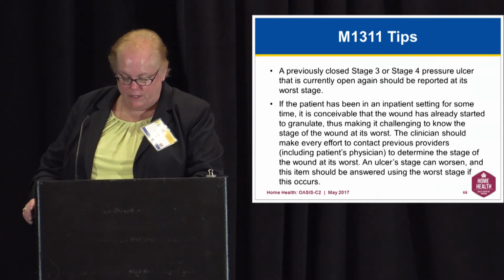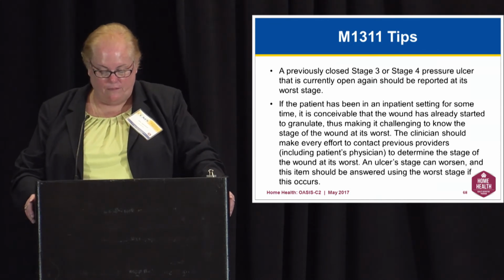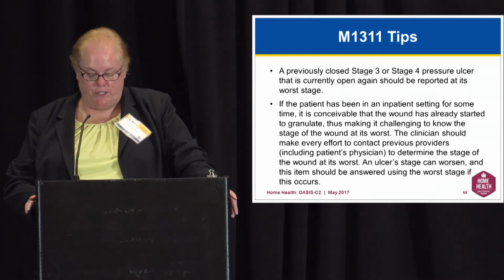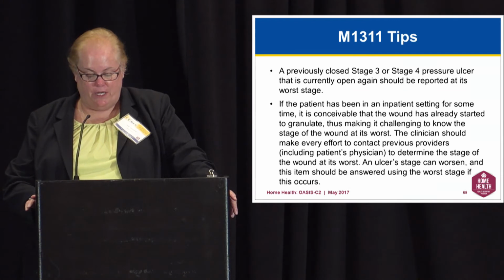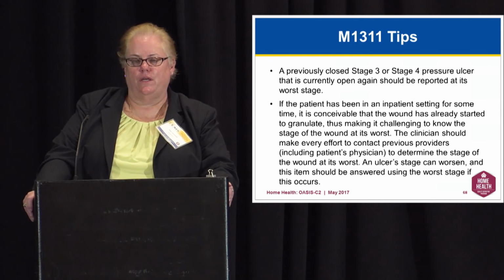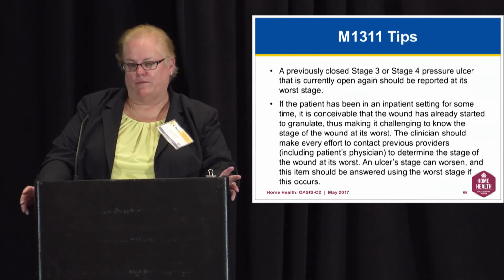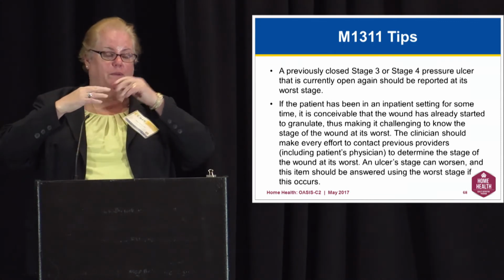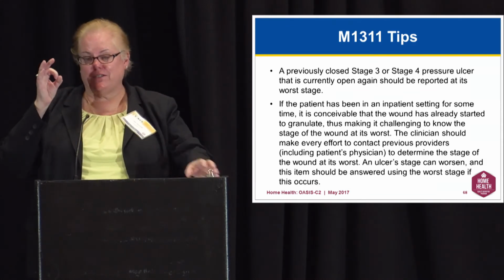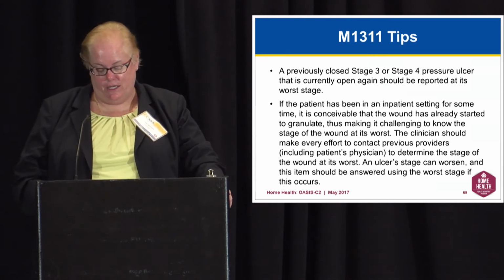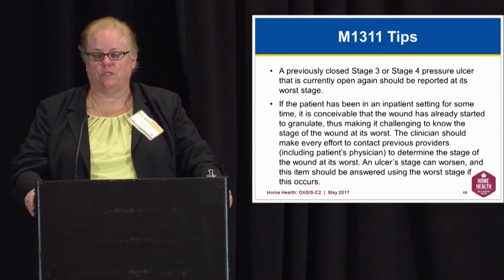So for M1311, some of the tips. Let's talk about some of these. A previously closed stage 3 or stage 4 pressure ulcer that is currently open again should be reported at its worst stage. So if you had a stage 4 pressure ulcer on the right trochanter and it's closed, remember I talked about that, that's considered healed. And then it opens up at that exact spot, that exact area. Then you would code it at its worst stage.